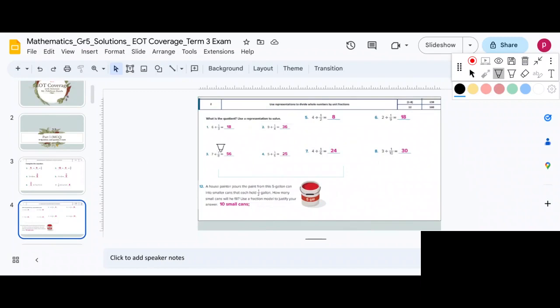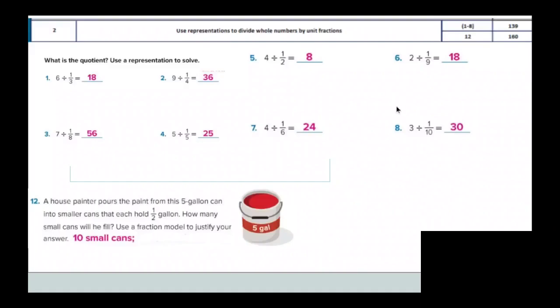Now here, what are we doing? One minute, I'll try to make this a little bigger. Okay.